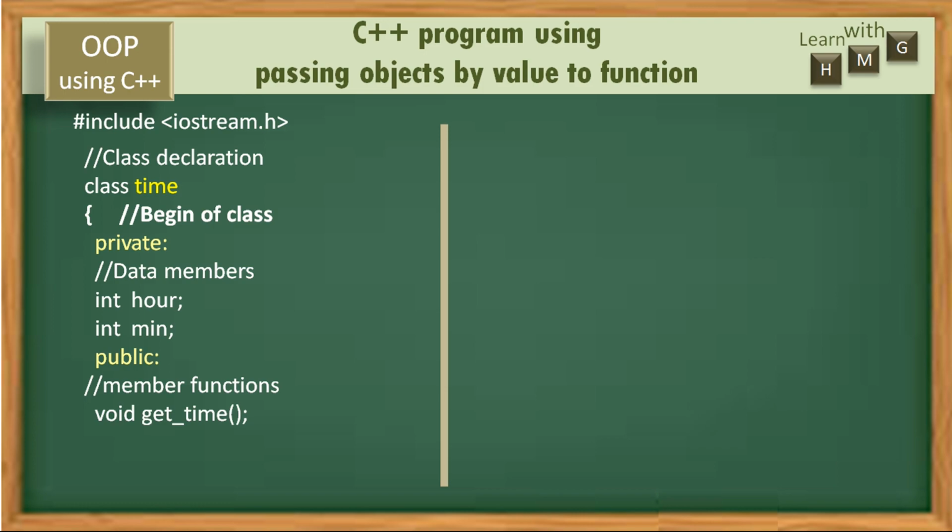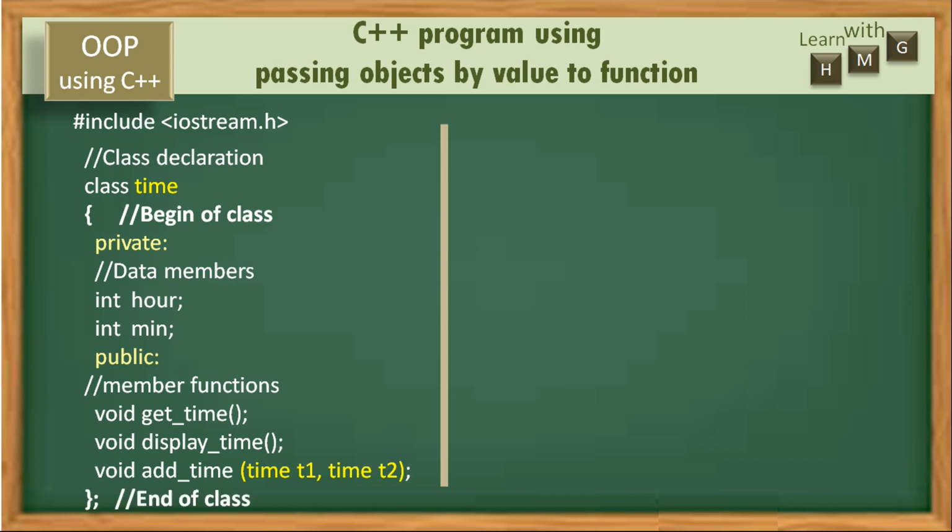First member function is defined getTime, which is a void function which will accept the value of hour and minute. Second is displayTime, which will display the time in HH:MM format. And third member function is to add the time. In this case, you can see in the yellow color, time T1 and time T2, 2 objects are passed as arguments.